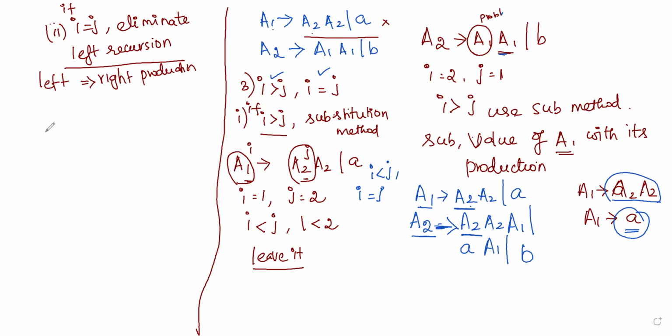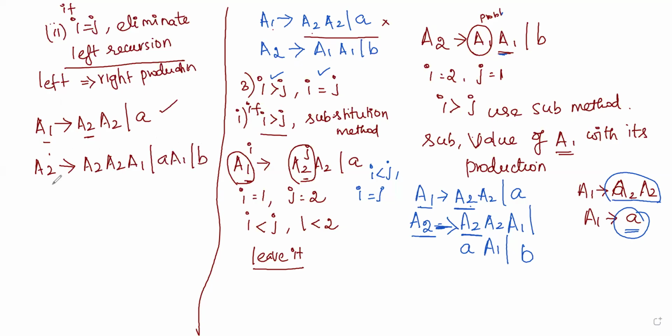So check for A1. A1 gives A2 and A2 A. Here I is 1, J is 2, so it is not equal. So you are leaving it. Now check for A2. A2 gives A2 A1, A1 and B.